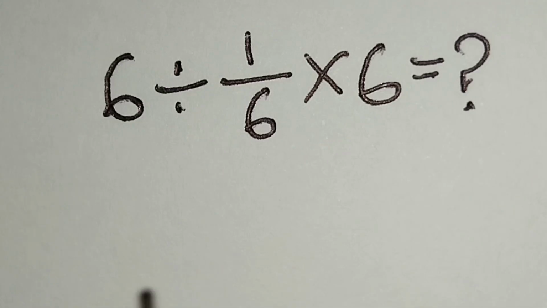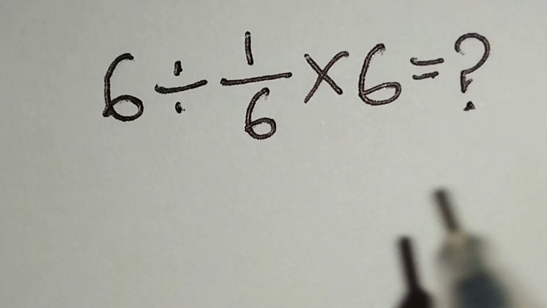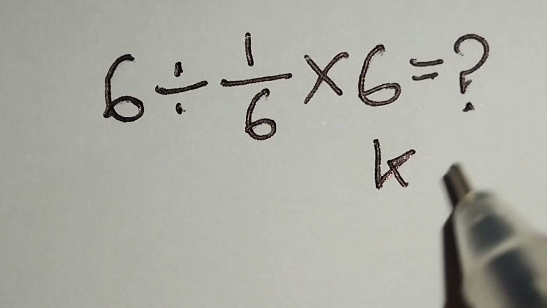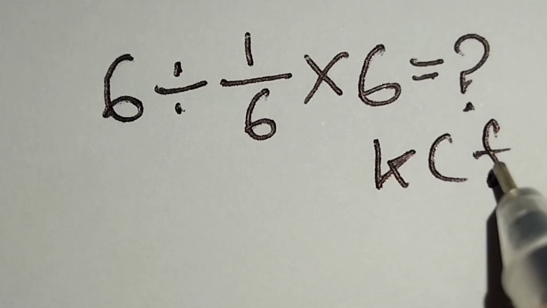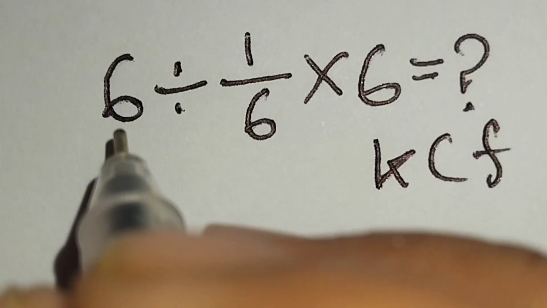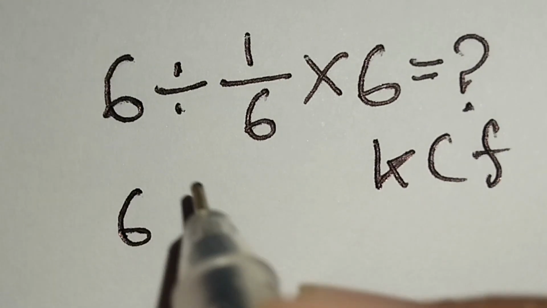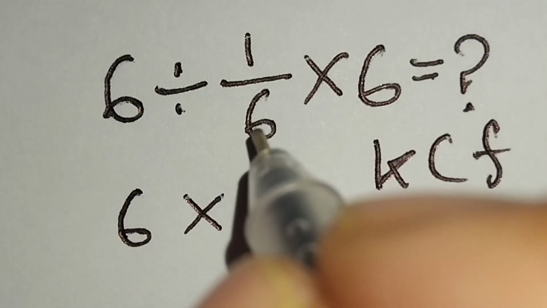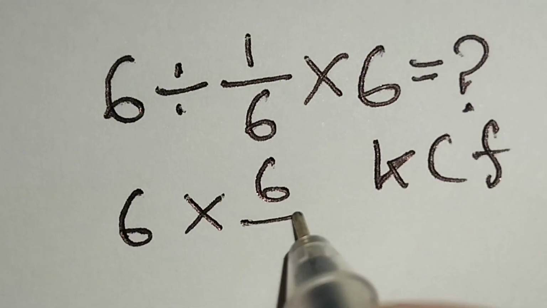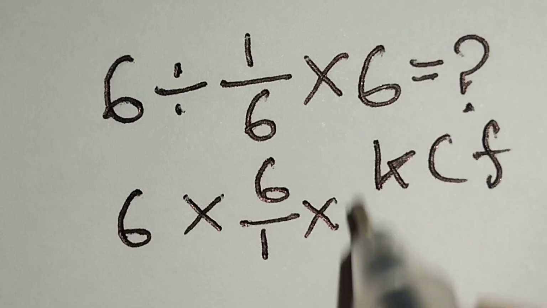Now I will apply the KCF rule to solve this math correctly. KCF: K for keep, C for change, F for flip. At first keep this fraction 6, change this division to multiplication and flip this 1 over 6 as 6 over 1. Multiply this 6.